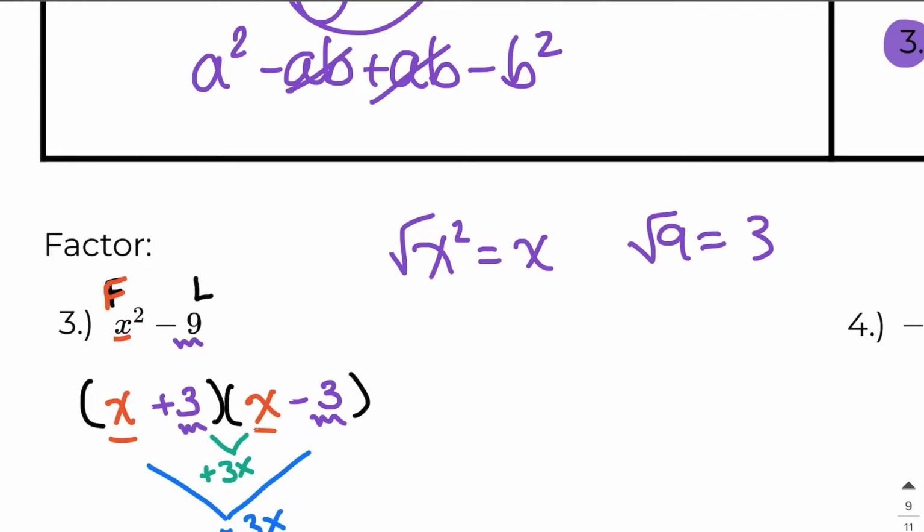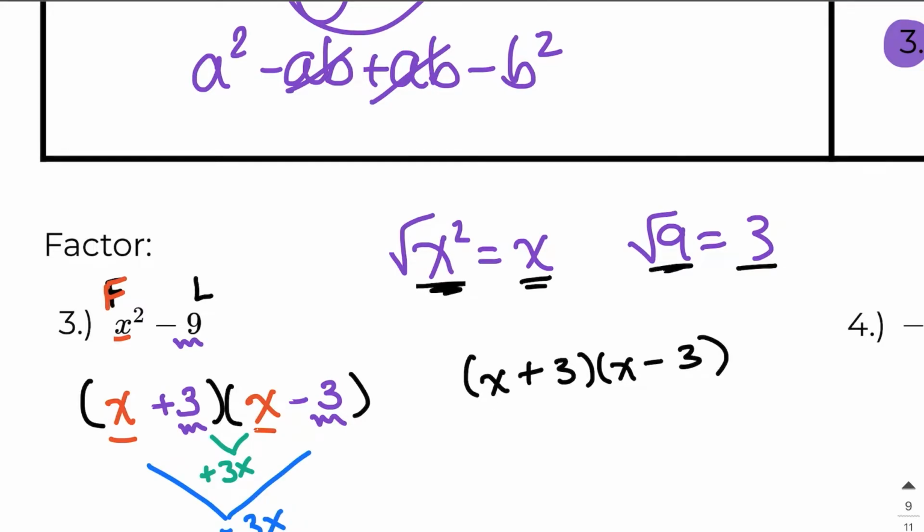Now, if you can recognize that this is a difference of perfect squares though, the factoring can be super easy. You just take the square root of the first term right here, which is x. You take the square root of the second term right here, which is 3, and then you just put a plus and a minus sign. So that's why I was saying this is some of the easiest factoring that you can do.